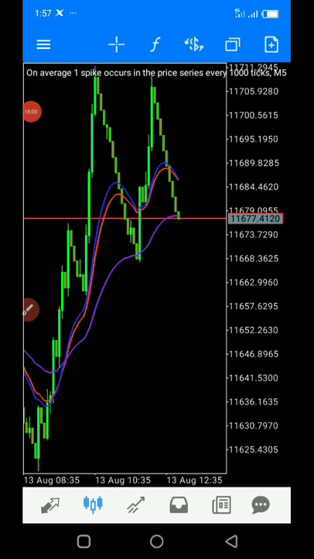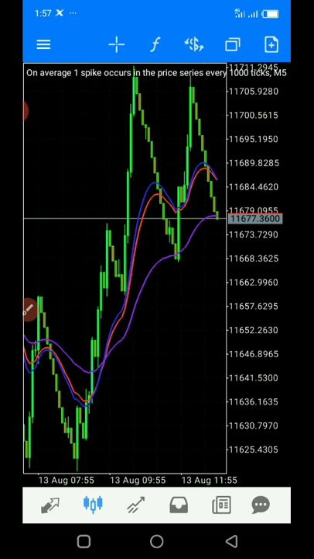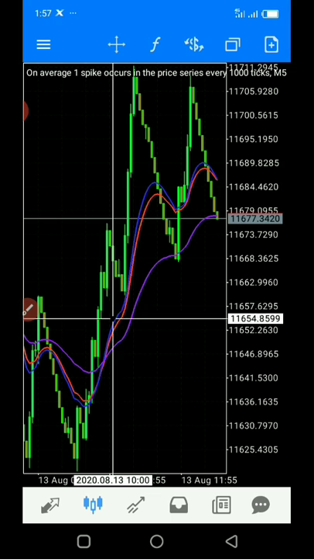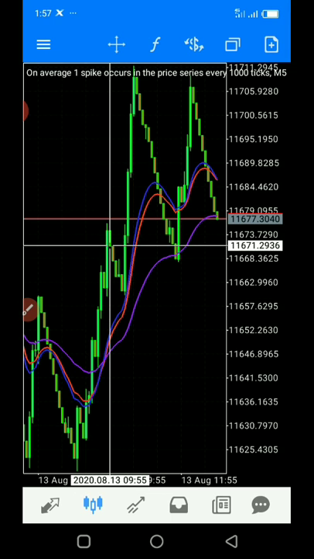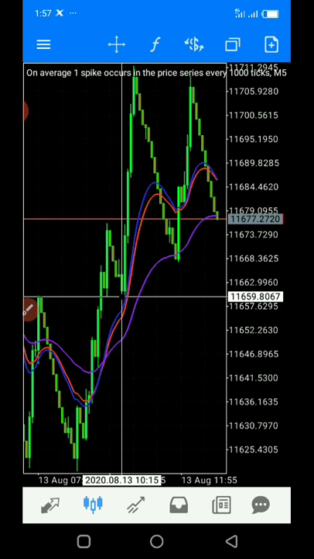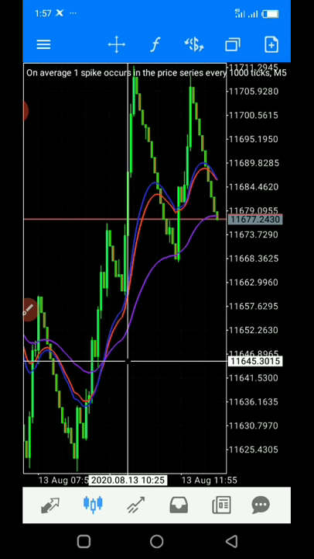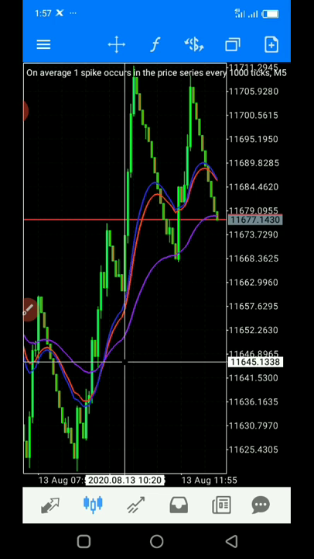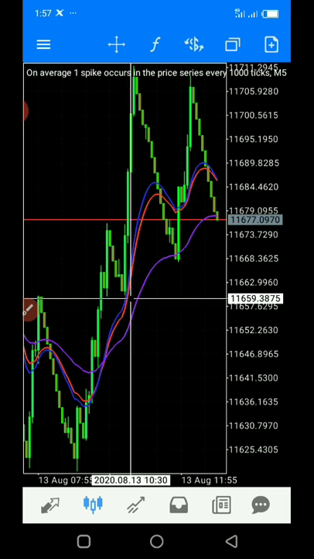Now the next thing we want to talk about is how you can place your stop loss. If you take your buy signal here, when the price approaches the blue moving average, we place our stop loss below the 48 moving average here. So this would have been our stop loss here, 11,645.1338, and this would have been our entry.